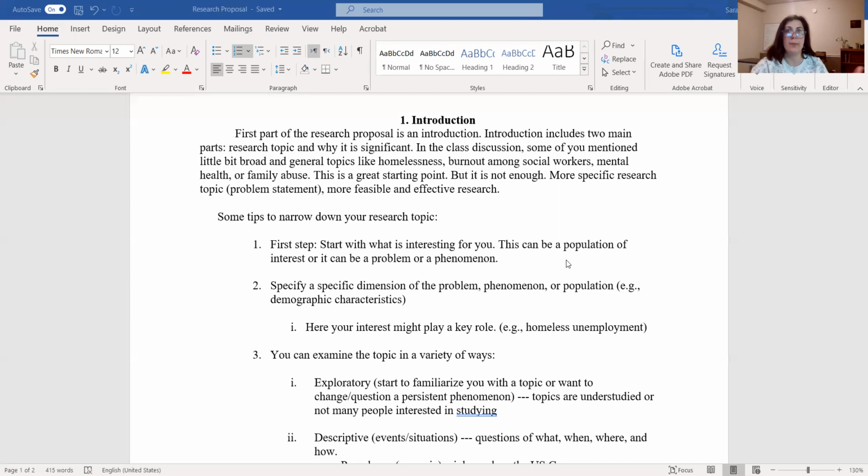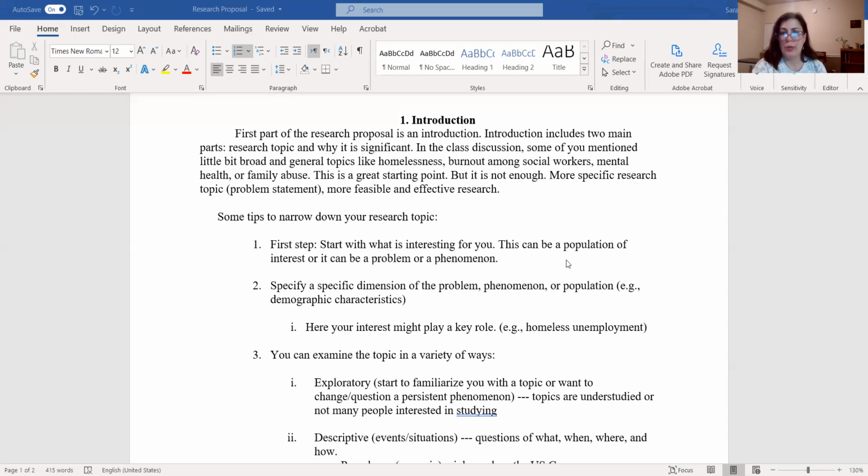There are different approaches to make your research topic more clear. Let's say you might be interested in an exploratory study. That means you would like to study something that's understudied or not many people talk about, and then you'd like to explore what is going on with this specific population or a specific problem.